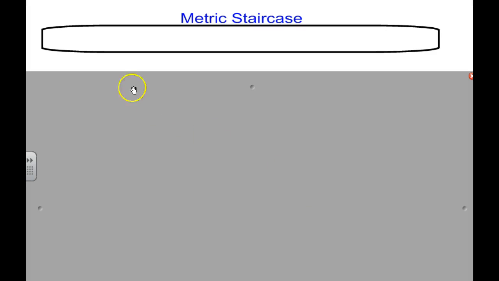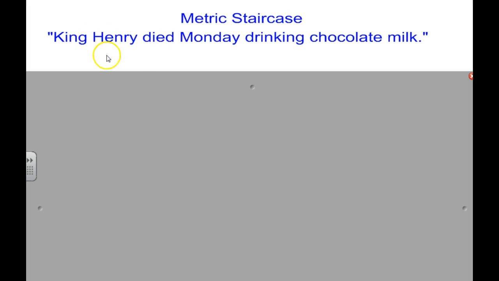How about the metric staircase? When we make conversions within the metric system, we can use the metric staircase. And I know that you guys talked about it last year, right? So say the phrase that you learned. King Henry died unusually drinking chocolate milk. Okay. The common one is King Henry died Monday drinking chocolate milk.